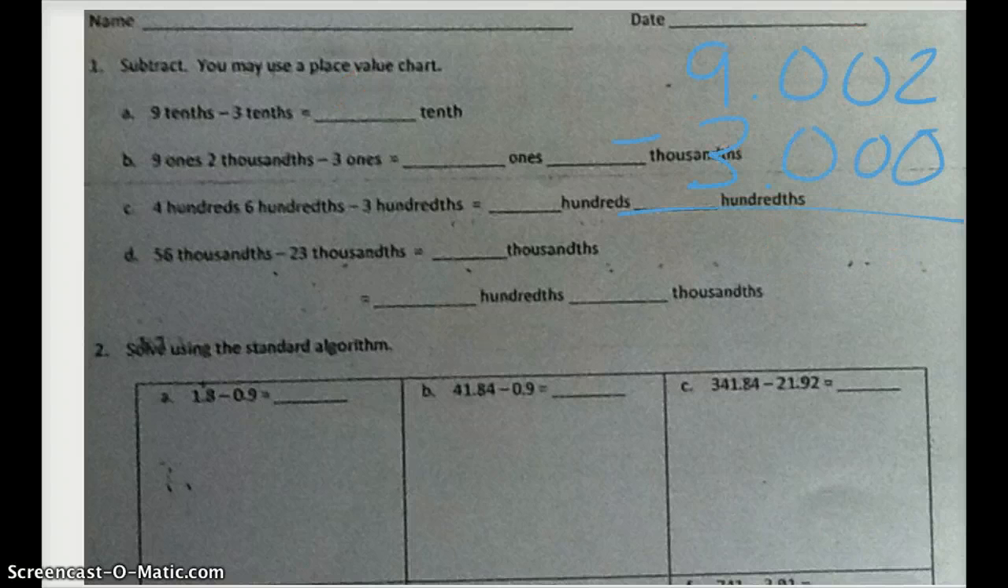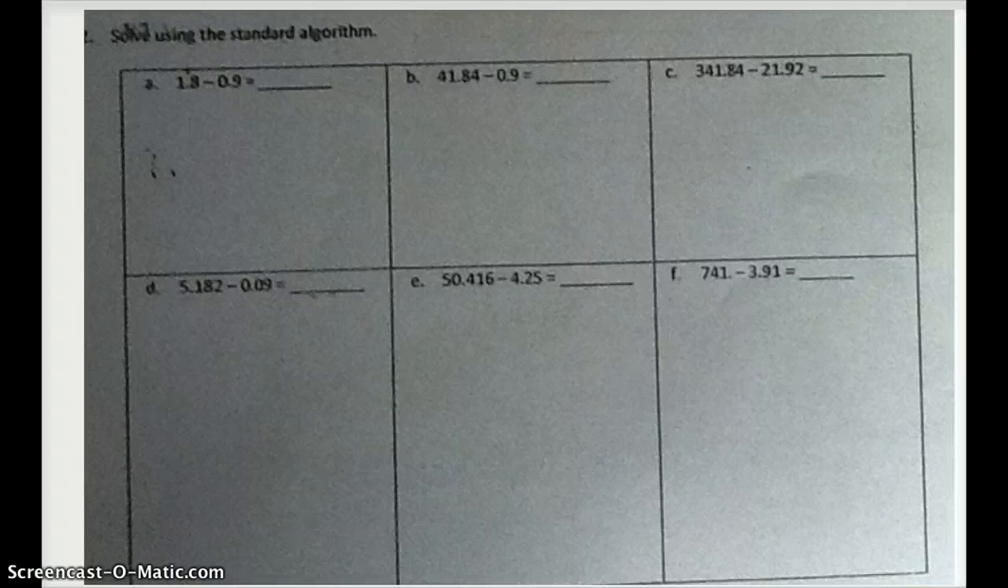The next one you would write it out as 9 2/1000 minus 3 ones. So 9 ones minus 3 ones. Actually, you just can bring down the 2,000s. You have 6 ones and 2,000s. I'm going to let you do the rest on your own.